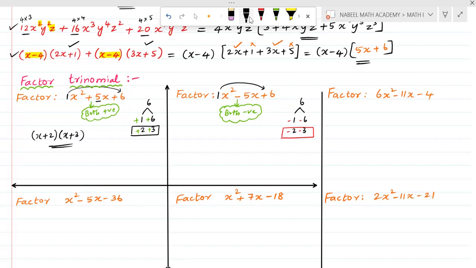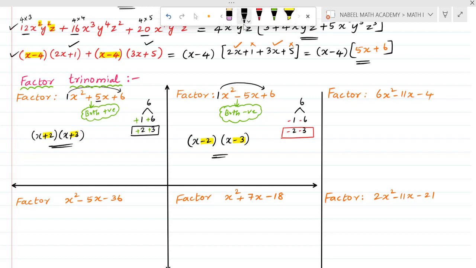So I can write it directly because the leading coefficient is 1. Therefore, it is x minus 2, x minus 3. If you want to check, you can check. If you multiply these two parts, you have to get the plus 6. So it is plus 6. When you add these two parts, you will get minus 5. It's the same story here. If you multiply, you will get plus 6. If you add, you will get plus 5.